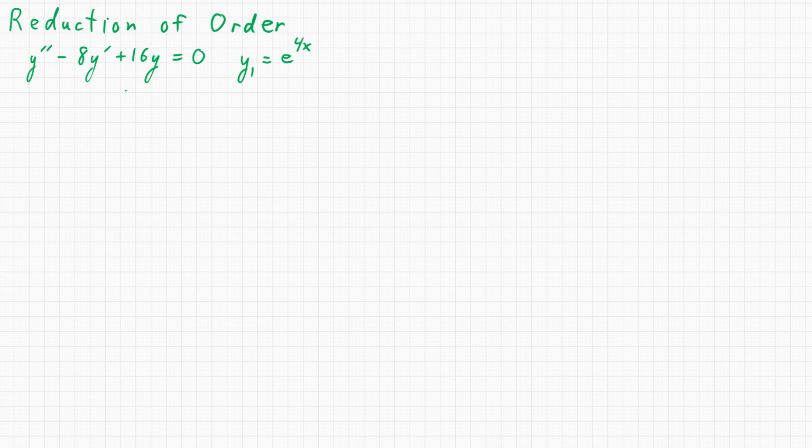We can actually solve it really easily, and you could just write down y2 here. It ends up being x e to the 4x. But as an example, we're going to apply reduction of order to this differential equation we already know how to solve. So the idea is not that bad.